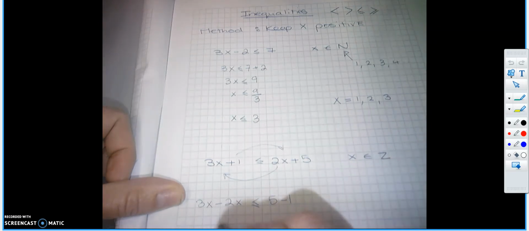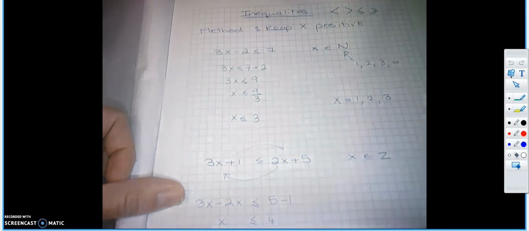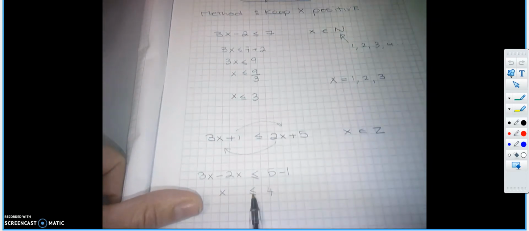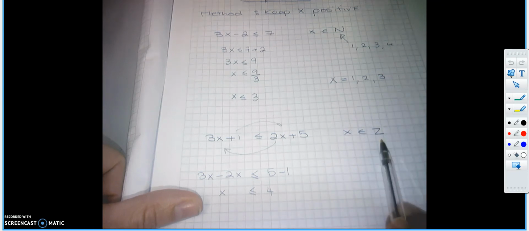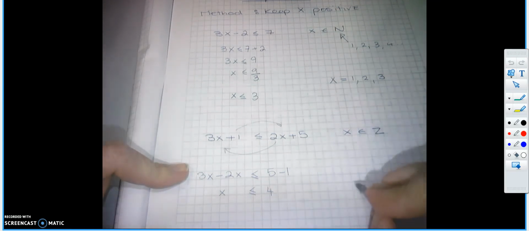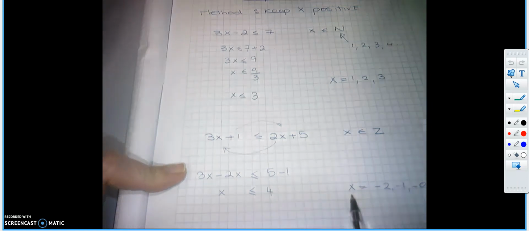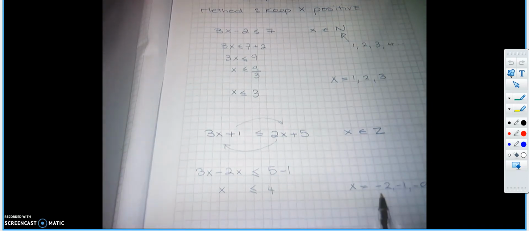So 3x take away 2x just gives me x. x is less than or equal to 4. So x is behind the inequality sign, so that means x is smaller than, because of this little dash beside it, smaller than or equal to 4. x is an element of Z, so that means that x can be equal to minus 2, minus 1, 0, 1, 2, 3, and 4. It can go any number down as far as the minuses. Okay, so it's a number smaller. Alright, we look at another one.